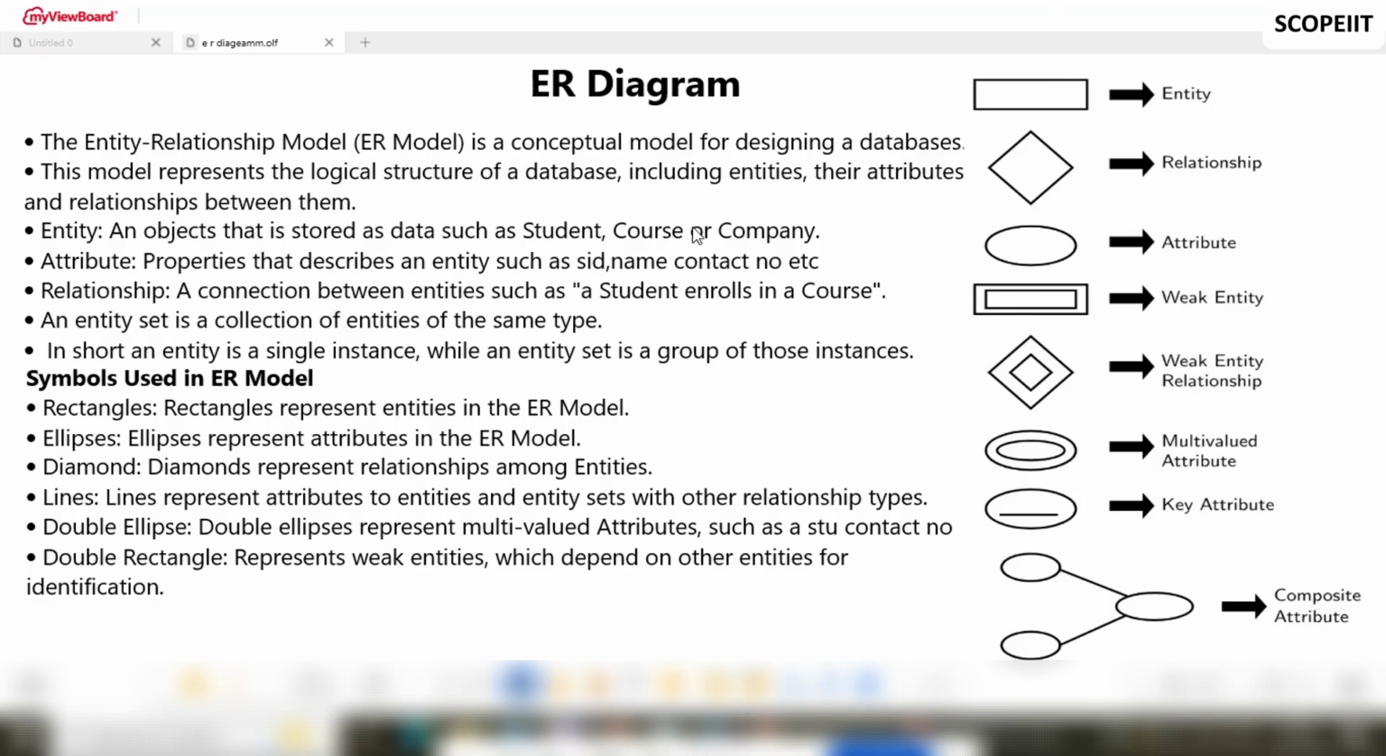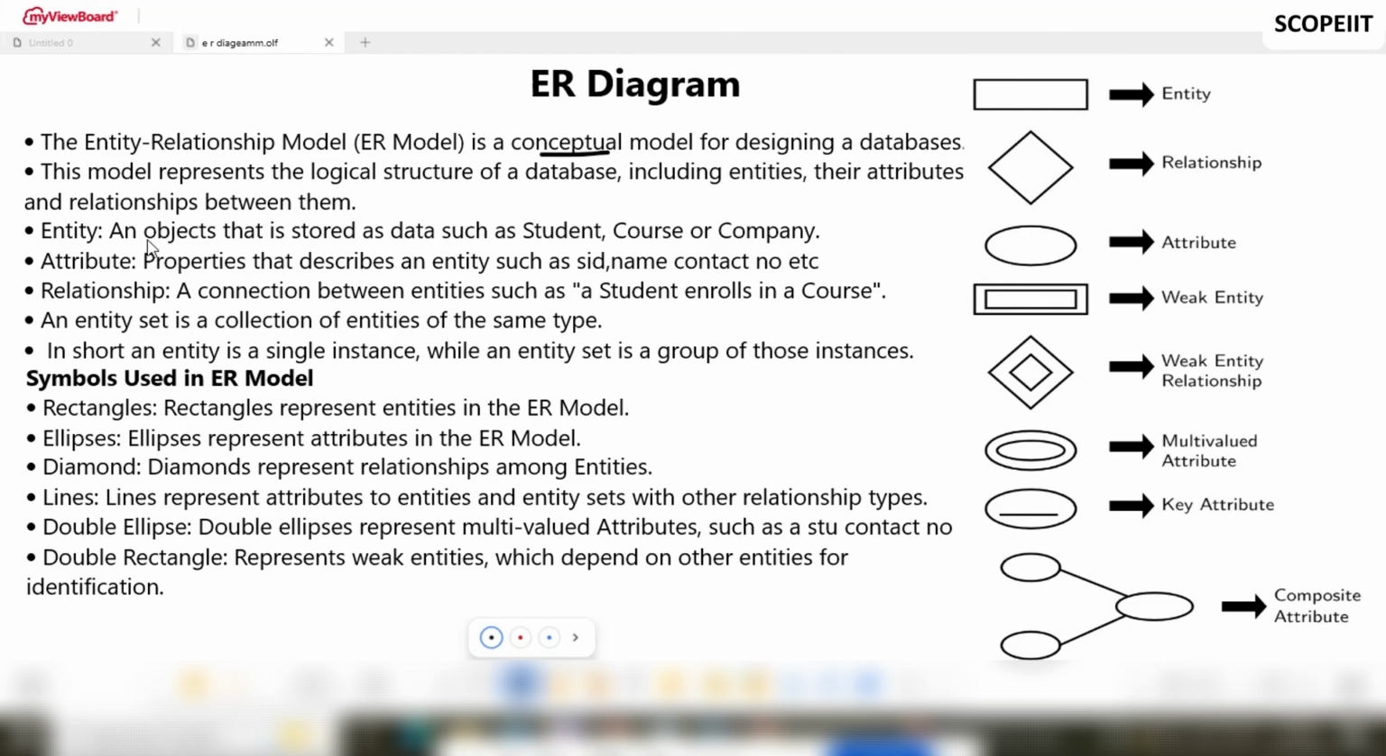Today we will discuss the topic ER diagram. ER diagram stands for entity relationship diagram, or you can say entity relationship model. It is basically a conceptual model for designing a database. Using an ER diagram we can design the database. This model represents the logical structure of the database, including the entities, their attributes, and the relationships between them.